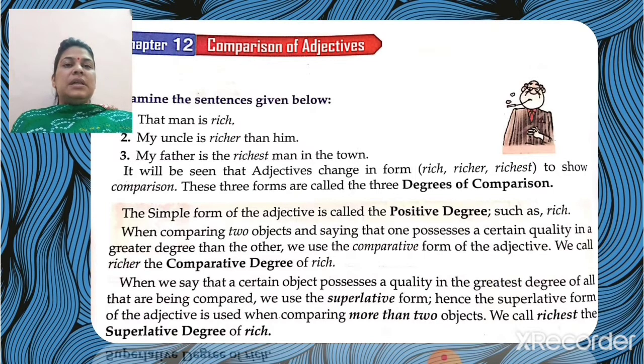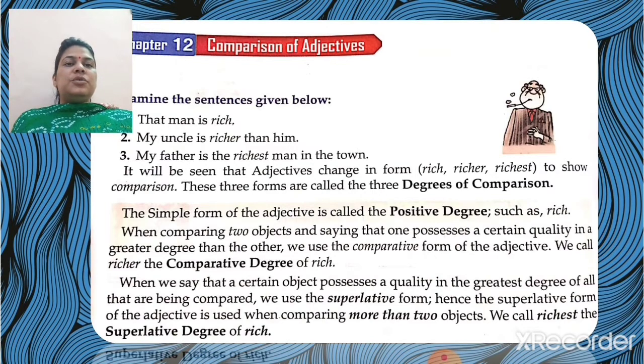It will be seen that adjectives change in form, rich, richer, richest, to show comparison. These three forms are called the three degrees of comparison. The simple form of the adjective is called the positive degree, as I have already explained to you. Where there is no comparison, it is positive degree, such as rich.